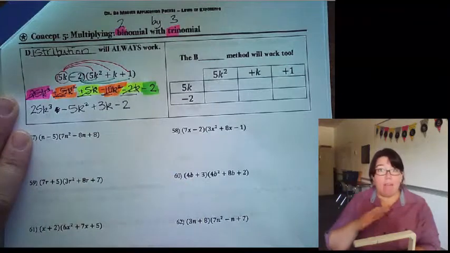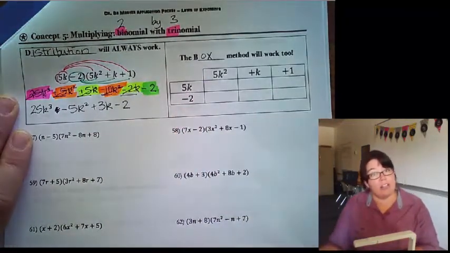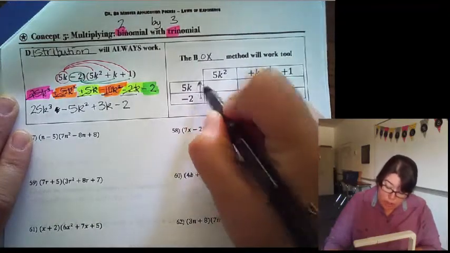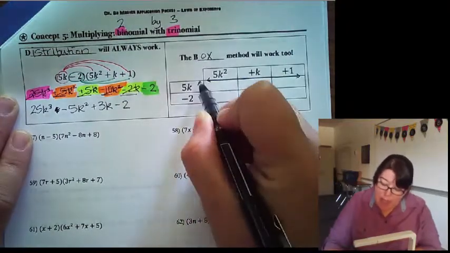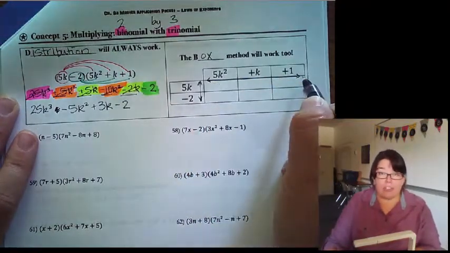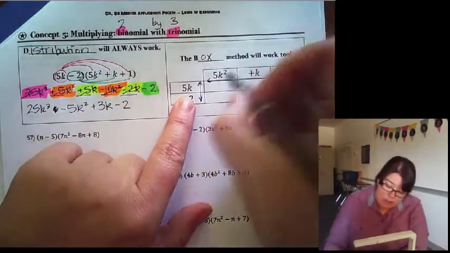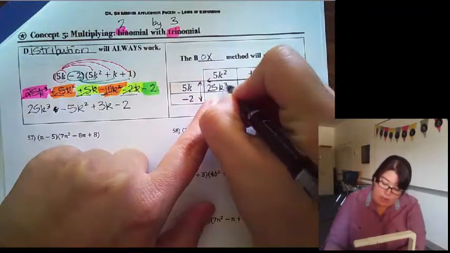Now, if that way confuses you, then remember we can always take a look at the box method. And this time I'm going to have 2 by 3. So 2 boxes high by 3 boxes wide. And I'm just going to go through and multiply each part. So 5 and 5 is 25. K and k squared is k cubed, and that goes here.